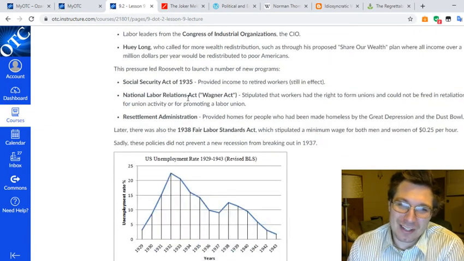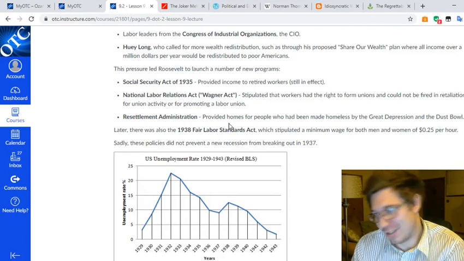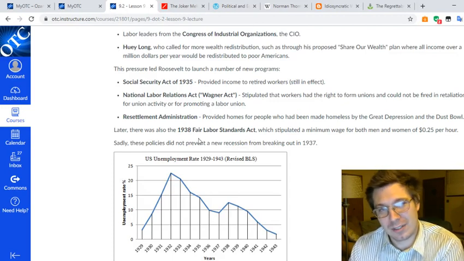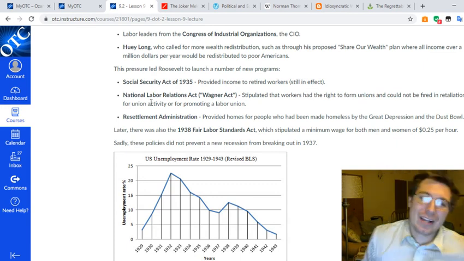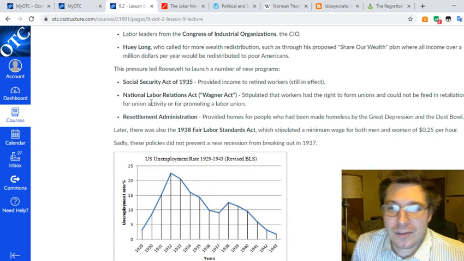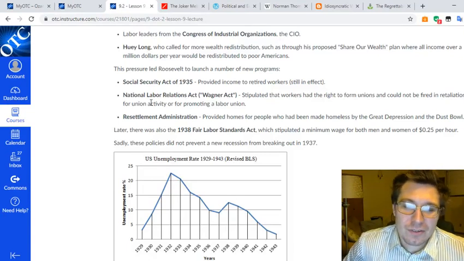This pressure led Roosevelt to launch a number of new programs, such as the Social Security Act of 1935, to provide income to retired workers. Still in effect. Huge program that a lot of people rely on. The National Labor Relations Act, known as the Wagner Act, stipulated that workers had the right to form unions and could not be fired in retaliation for union activity or for promoting a labor union.